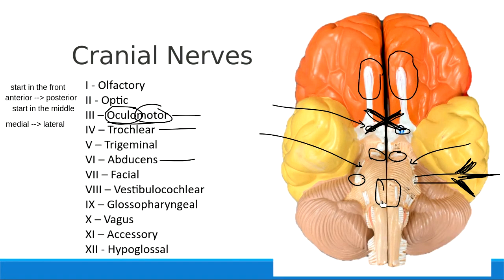Do 3, 4, and 6 all connect directly to the eye? They go to different places around the eyeball, so different muscles that live on the outside of the eyeball. 3, 4, and 6 all go to different eyeball muscles. Correct. Yes. So 3 up here, 4 over here, and number 6 right here. All of those going to eyeball muscles.